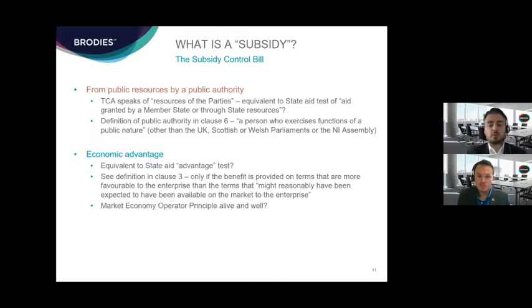Then the concept of economic advantage, it's the same word, so maybe it is equivalent to the advantage part of the state aid test, but there is a definition offered in clause 3. Advantage will only be conferred if the benefit is provided on terms that are more favorable to the recipient than the terms that might reasonably have been expected to have been available on the market to the enterprise. So that's a pretty clear indicator that the market economy operator principle from state aid law remains alive and well, and I expect we will see guidance that fleshes that out.